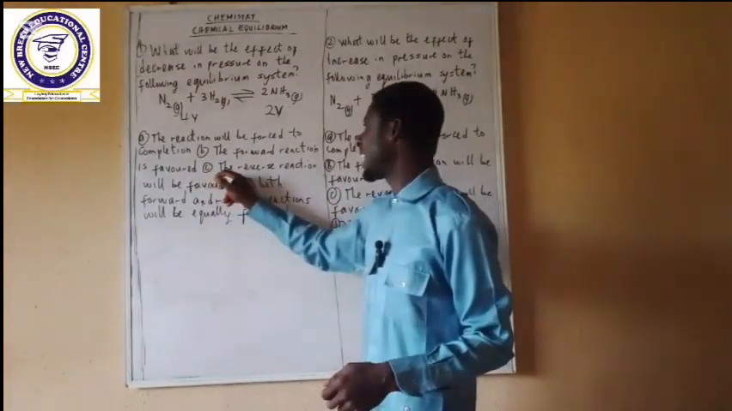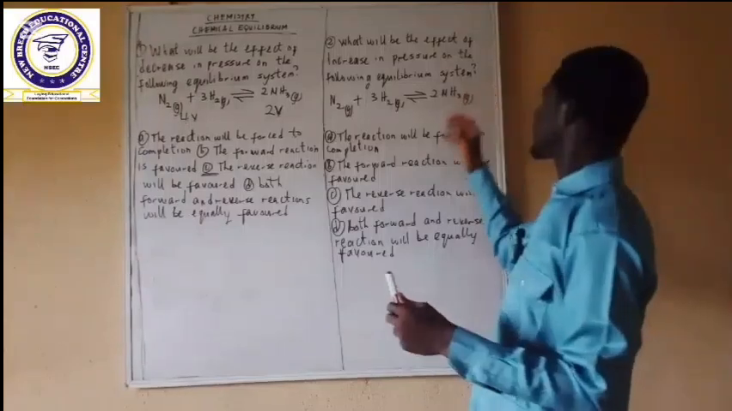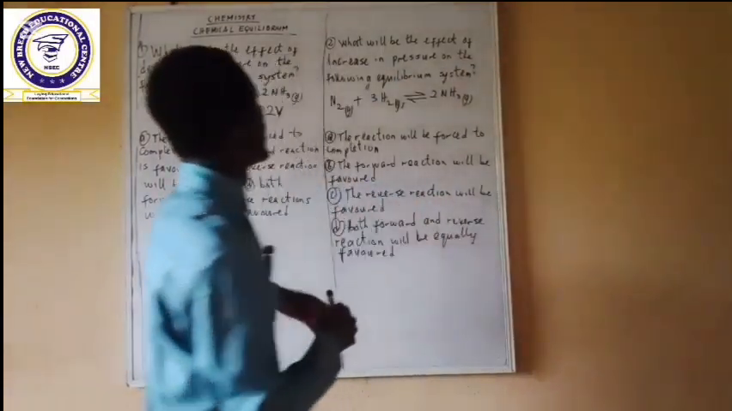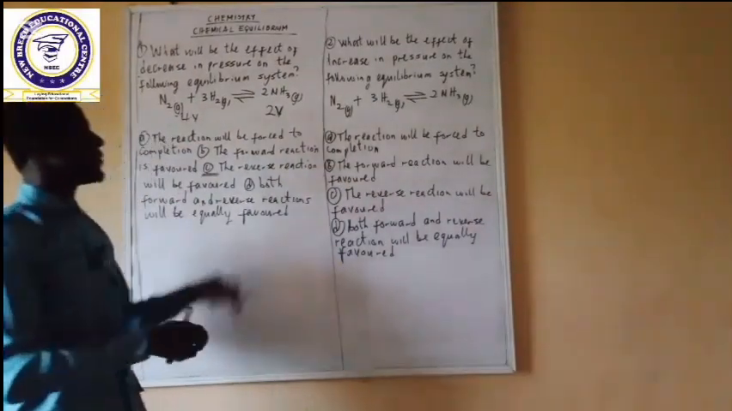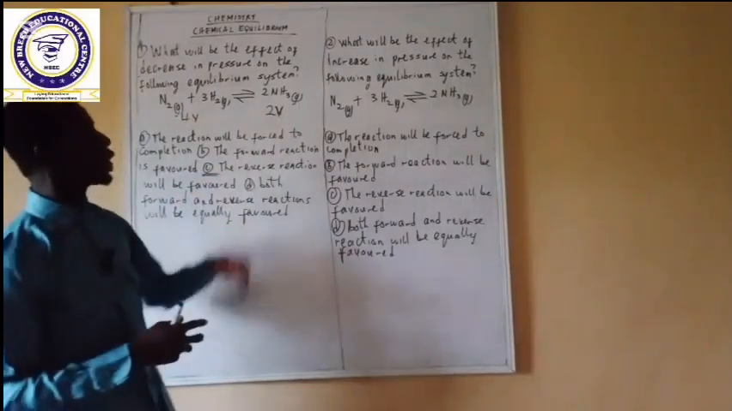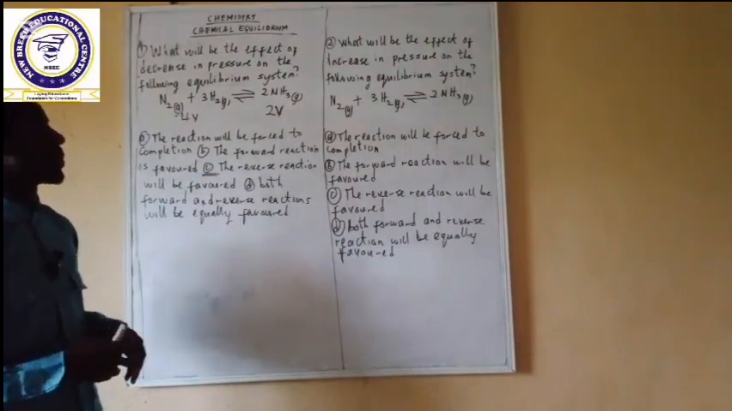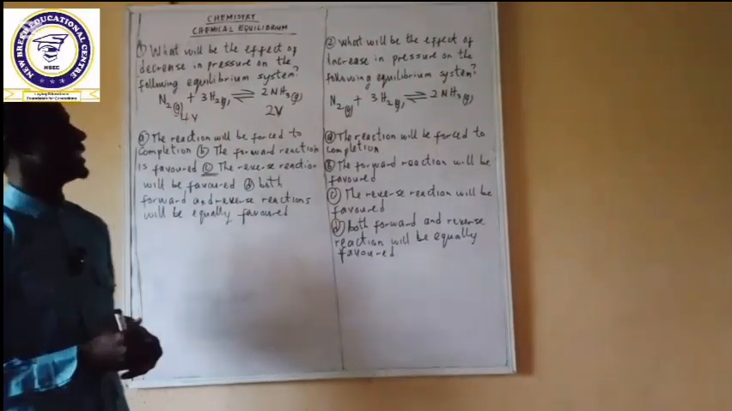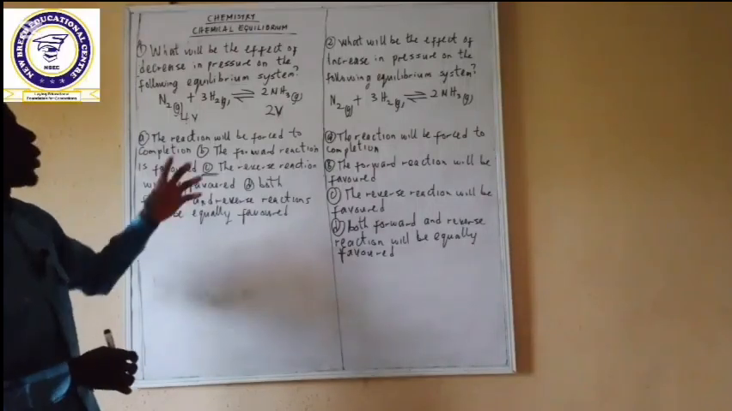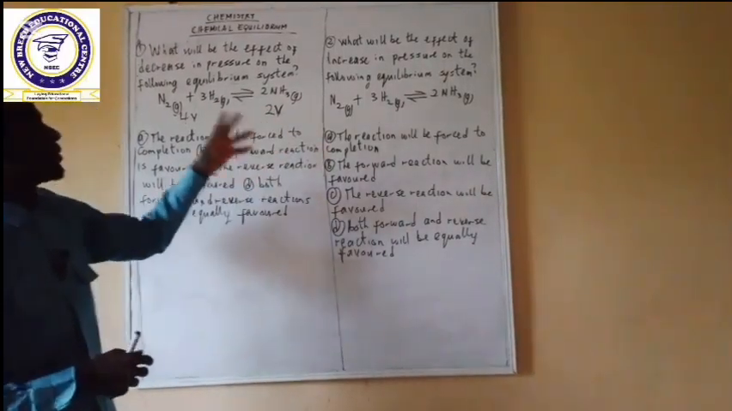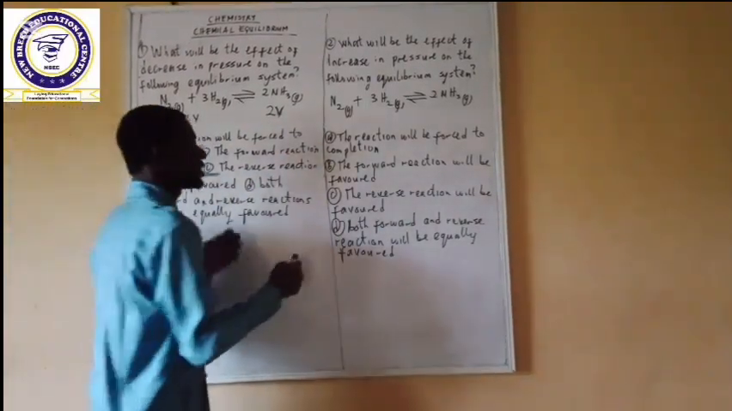Our answer is C. Let's come to the concept of increase in pressure. Let's look at if we increase the pressure of a chemical system in equilibrium. How does the system maintain its equilibrium? Let's look at the question. What is the effect of increase in pressure on the following equilibrium system? We are still using the same example.